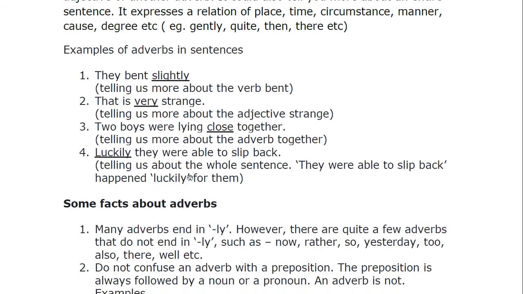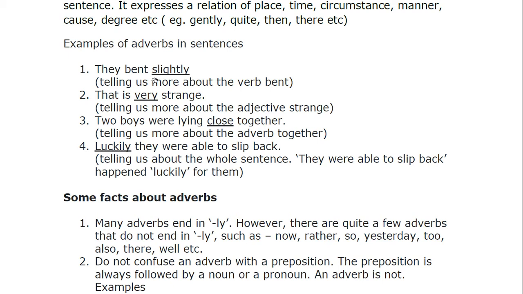They bent slightly. Now, if you see, the action is bent. How did they bend? Slightly. So it tells you more about the verb bent. That is very strange. Now, what is it telling you more about? The adjective strange. How strange? Very strange. Strange is the adjective describing something. So it is telling you how strange, the degree, how strange it was.